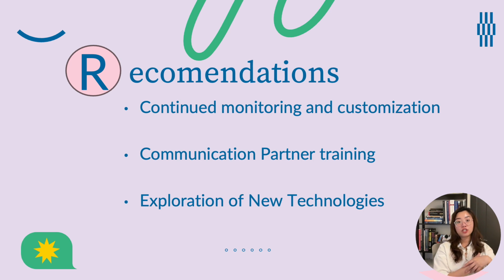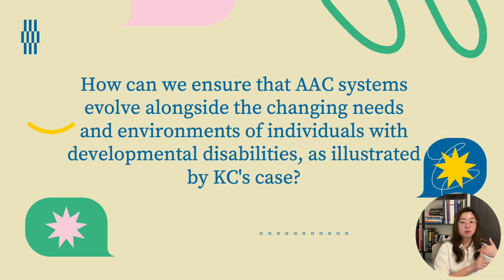And another recommendation would be the exploration of new technologies. So we have the device that we have right now, but maybe we should think about something that's generative, so that she's able to keep up with the communication speed that she needs in order to be an effective communicator.